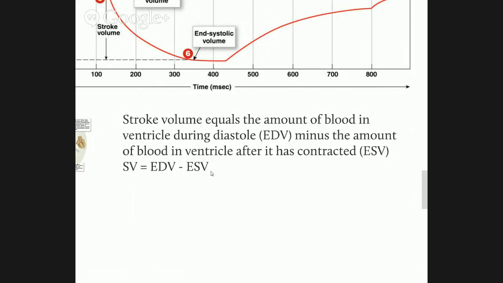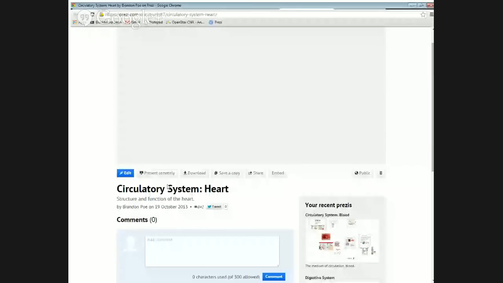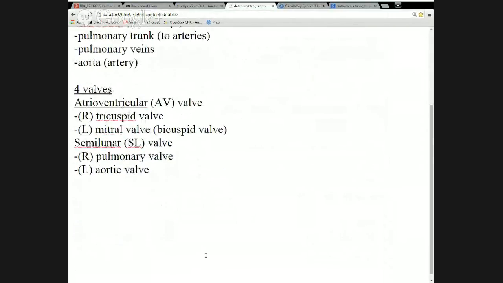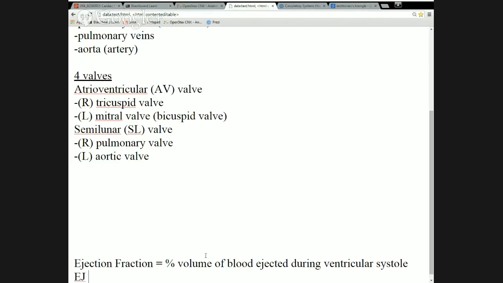Kind of related to that is another important clinical data point called ejection fraction. It's using these same numbers, but it's a little bit more standardized data point. So ejection fraction is the percent volume of blood ejected during ventricular systole. And it's calculated by ejection fraction equals, would it be, stroke volume over end diastolic volume. Okay. And it's represented as a percentage.